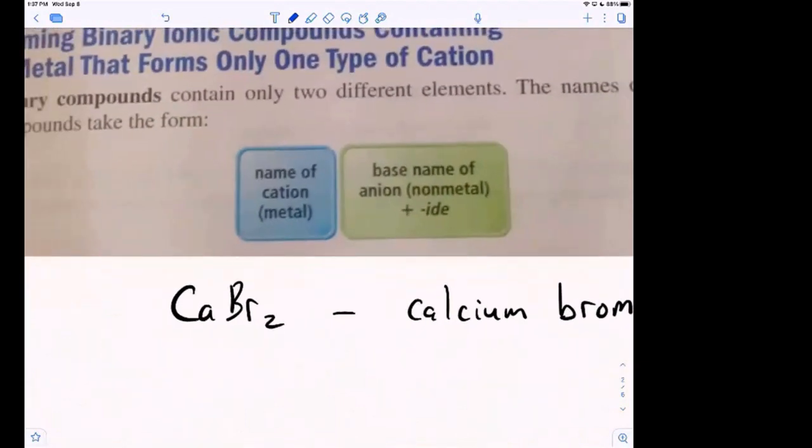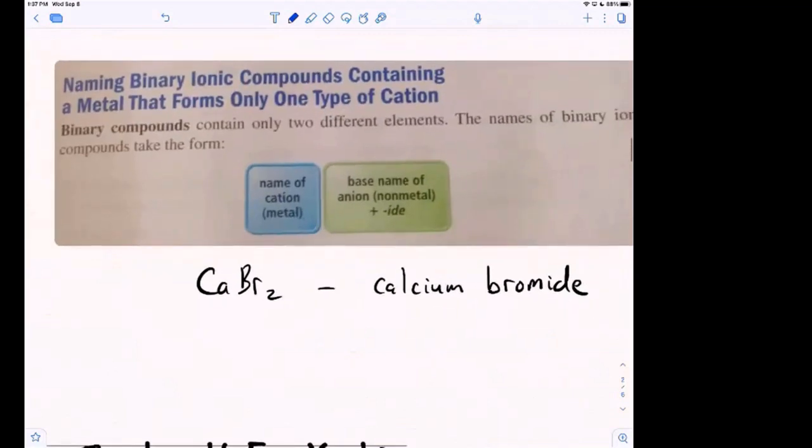So for instance, calcium is an alkaline earth, and tends to be +2. Bromine tends to form the -1 ion. So there's 2 bromides, the two -1s to counteract the +2 charge. So calcium and 2 bromines is known as calcium bromide. We don't have to include any other numbers there because calcium will only form +2, bromine will only form -1.